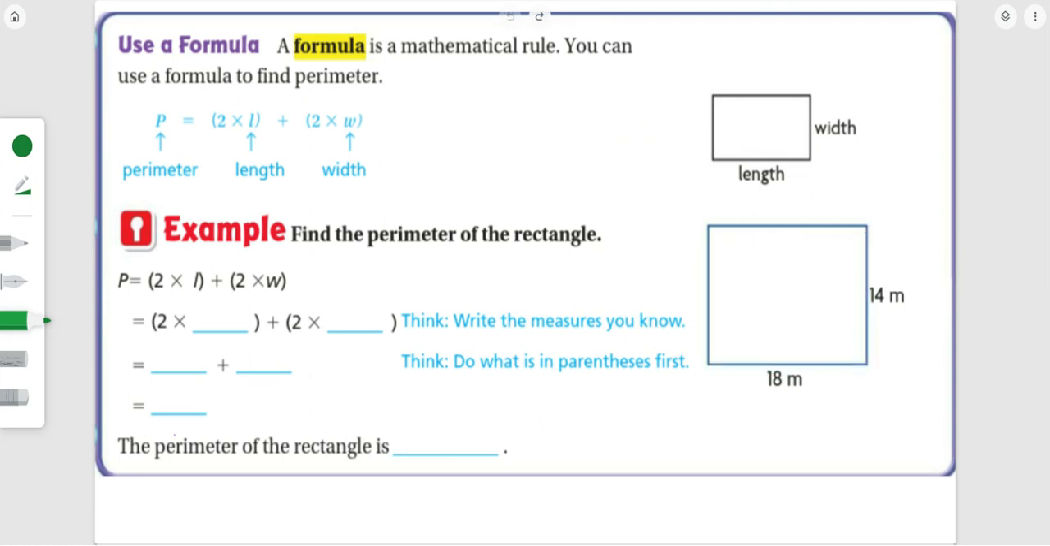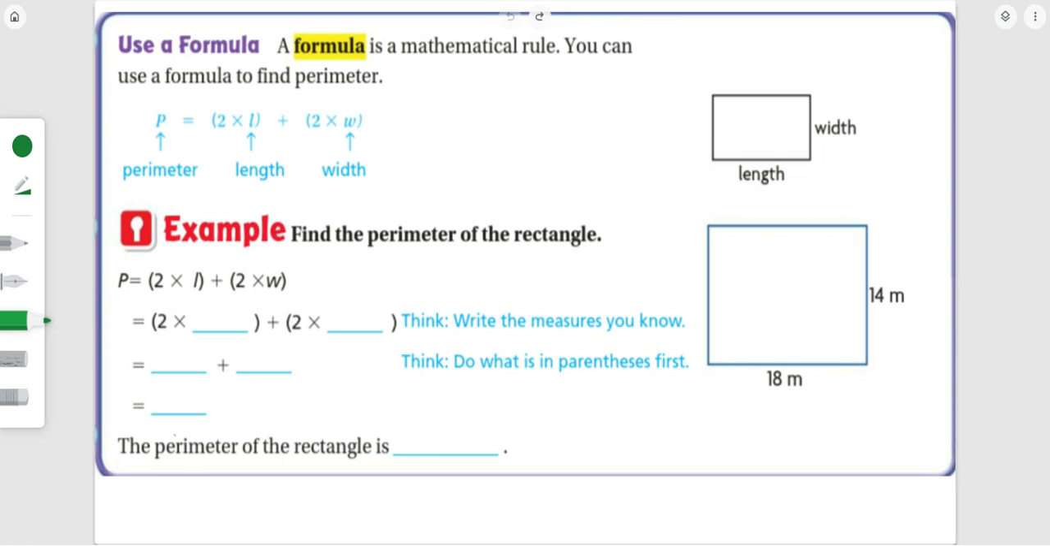Let's look at this rectangle. We see that the length is 18 meters. The width is 14 meters. Pay close attention to these units because they tell us important information. If we come back over here to our formula, we know the formula for perimeter is P equals 2 times the length plus 2 times the width.